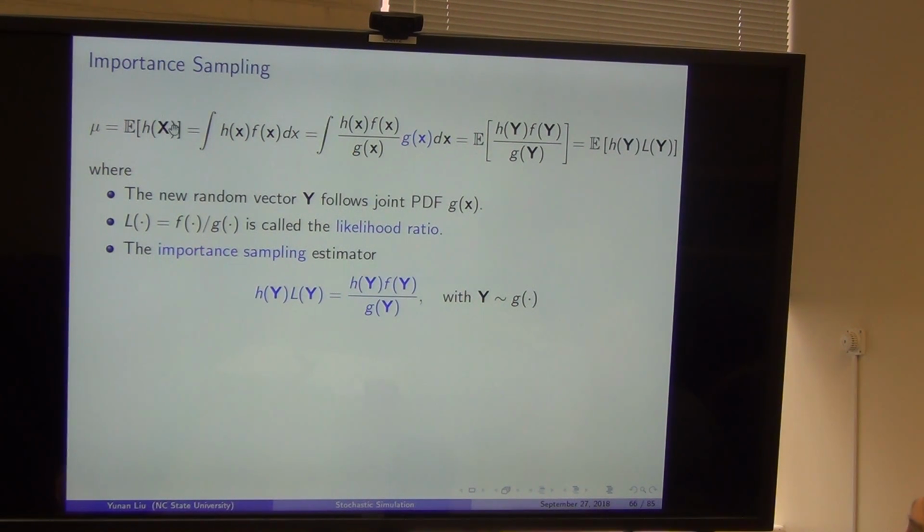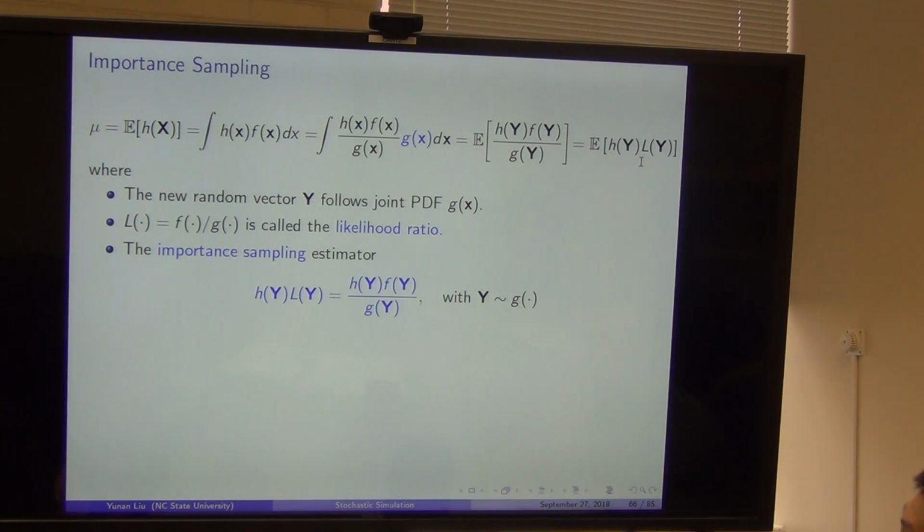This line is everything. Initially, if we do crude Monte Carlo simulation, we would generate X according to f, generate IID copies, get h(X), and average. With this new notation, we don't have to do that. We can generate IID copies of Y, according to g, compute h(Y) L(Y), generate many copies and average. Monte Carlo. Question?